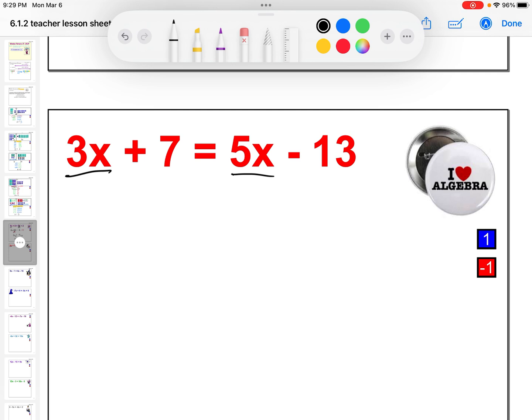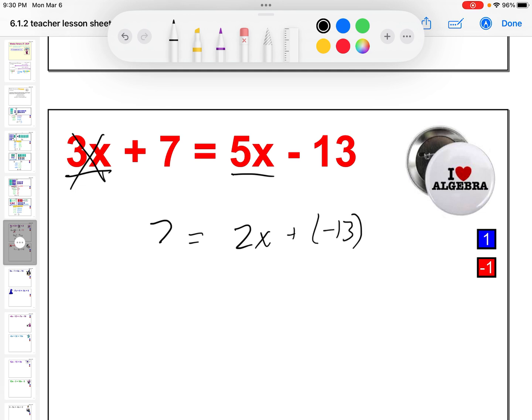When I do some canceling, these x tiles will be gone, and I'm going to have 2 x tiles on the right. Okay, I'm trying to do this a little differently. I still have 7 positive ones, and I'm going to rewrite this as a plus -13 because it's -13 tiles.